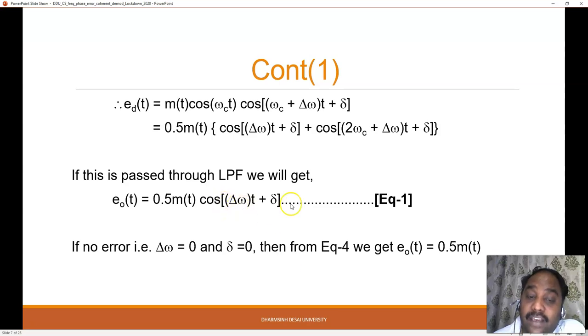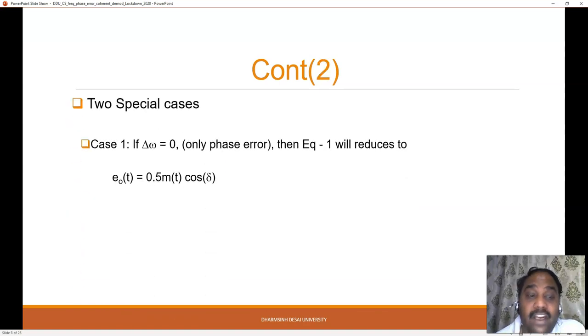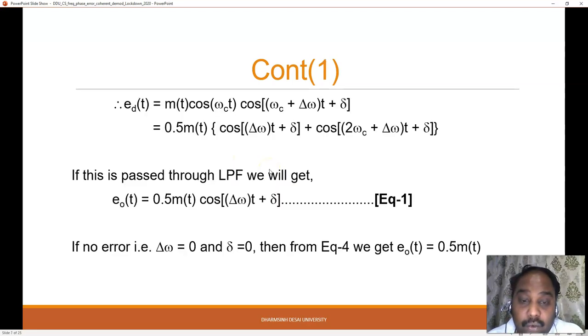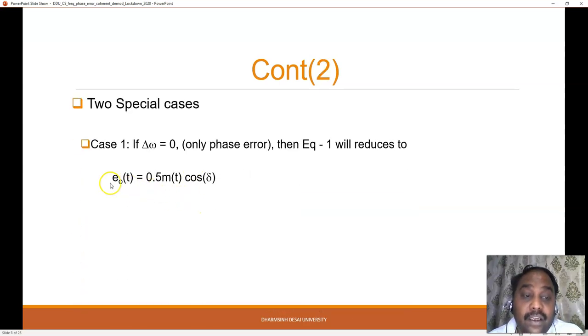But if there is an error, then what is the scenario? We will take two different cases: one where only frequency error exists, and one where only phase error exists. Let us take case 1, when delta omega is 0. What does delta omega 0 mean? Frequency error doesn't exist, that means only phase error exists. So in the previous equation, if you take delta omega as 0, you will get only cos delta. That is what we are getting over here: the output is 0.5 m of t cos delta.